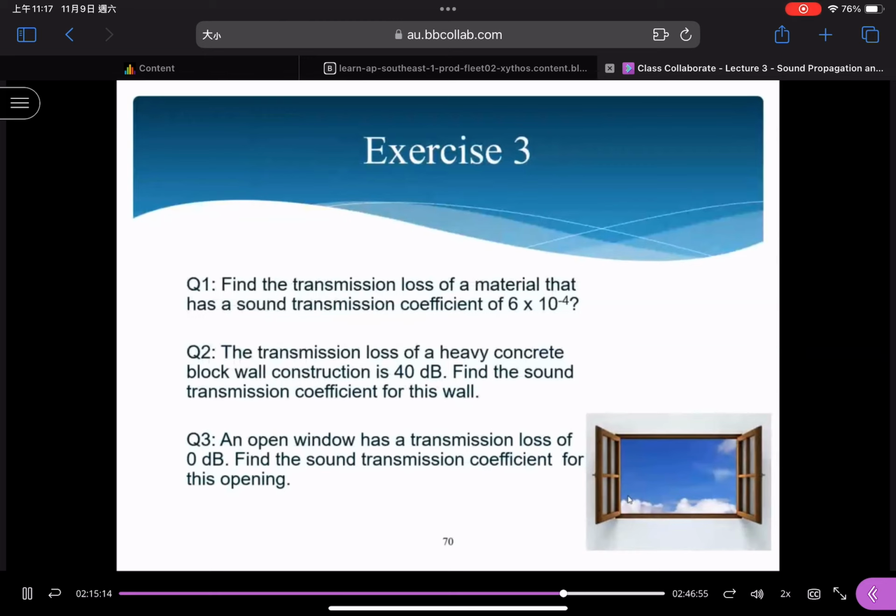Find the transmission loss of the material that has the following sound transmission coefficients. There are three small questions. The first one is a coefficient of 6 times 10 to the power of minus 4. The second one is to find the transmission coefficient for a concrete block with a transmission loss of 40 dB. And the third one is that an open window has a transmission loss of 0 dB. Find the sound transmission coefficient. Why do we have an open window with a transmission loss of 0 dB? Because when you open a window, none of the energy can be blocked. All the sound fields can pass through, so that's why the transmission loss of an open window is 0 dB.